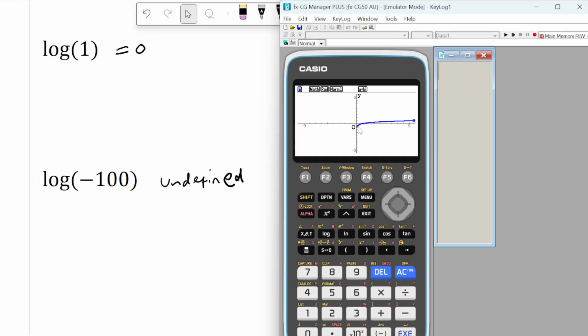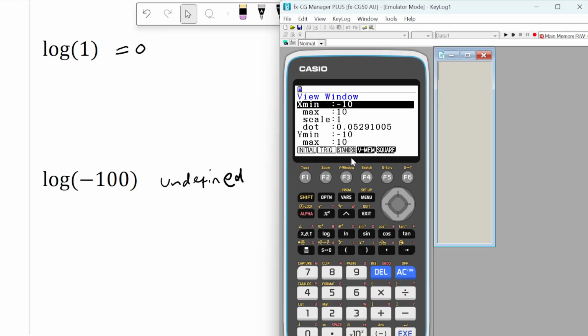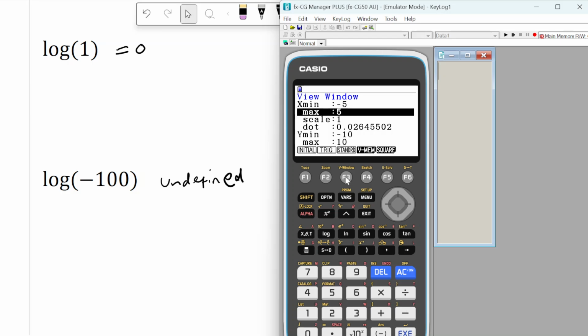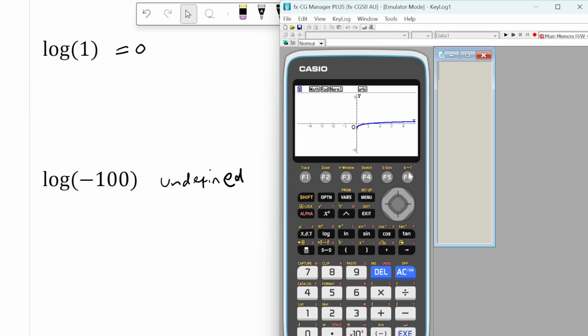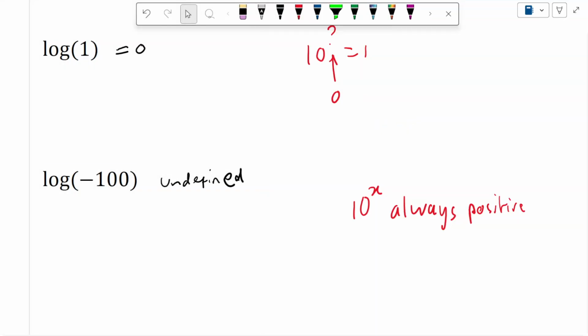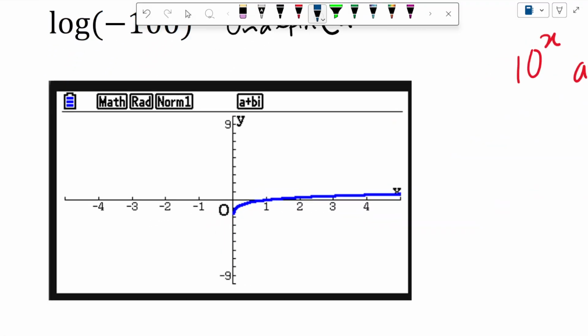Now the log graph does look like it cuts off there, but it does go down forever. So if I make my window a lot skinnier, we'll hopefully see it asymptote down. Your calculator really doesn't want to draw this, but essentially the blue line does just go down forever. Sometimes the calculator can be a bit funny like that. Okay.